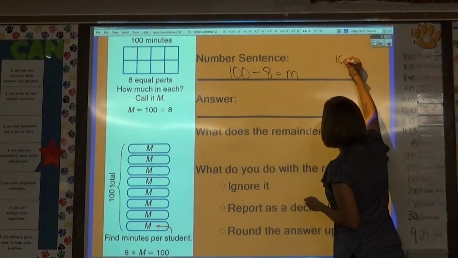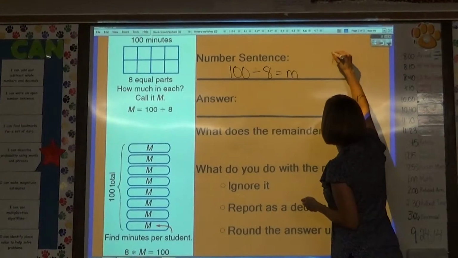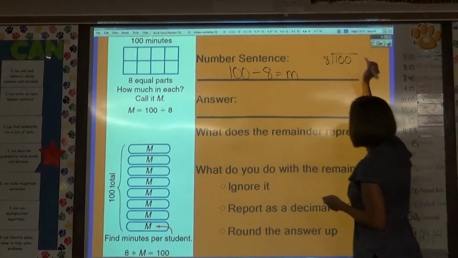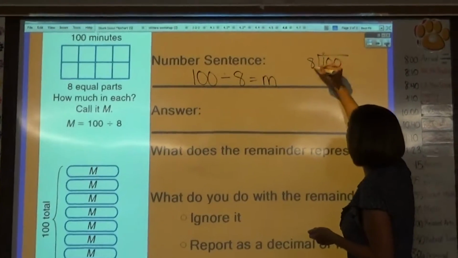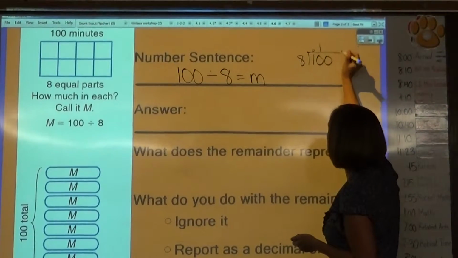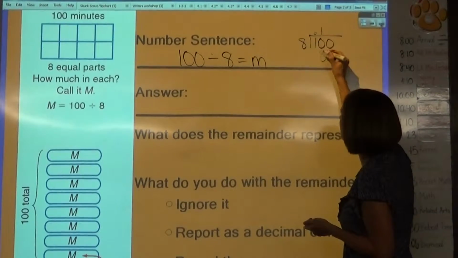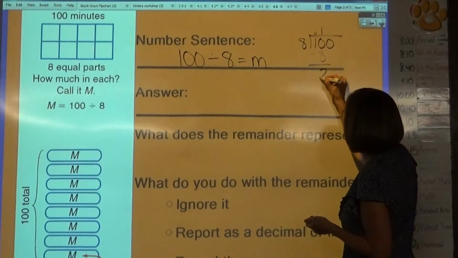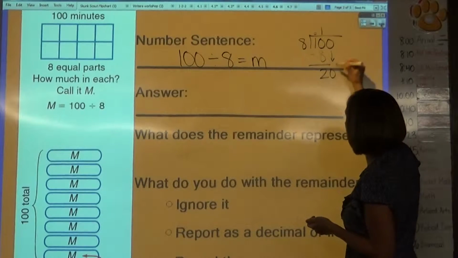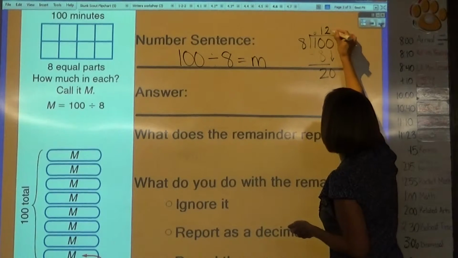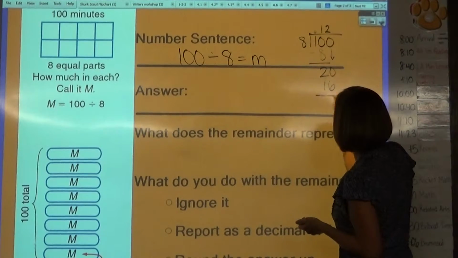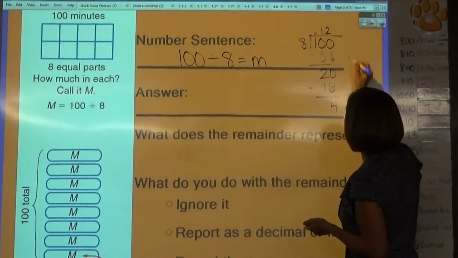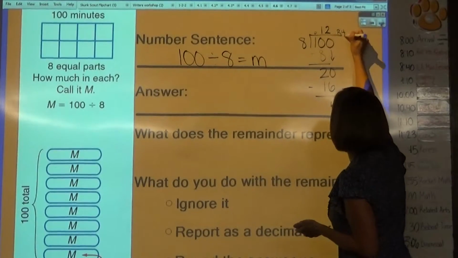You can use whatever division method you prefer. I'm going to use the traditional method. 8 doesn't go into 1, but 8 goes into 10 one time. 1 times 8 is 8. Subtract and bring down. 8 goes into 20 2 times. 2 times 8 is 16. Subtract, and I have a remainder of 4.